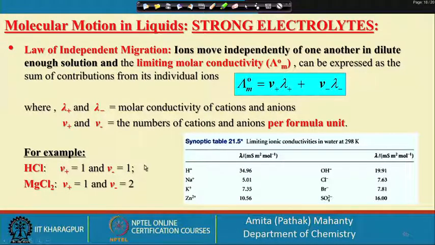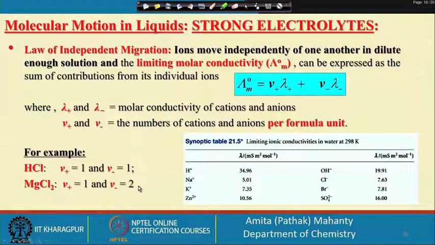Like if you have HCl, nu plus is 1 and nu minus is 1. But if you have magnesium chloride, then nu plus is 1 and the chloride is going to be 2 Cl minus, so nu minus is going to be 2.